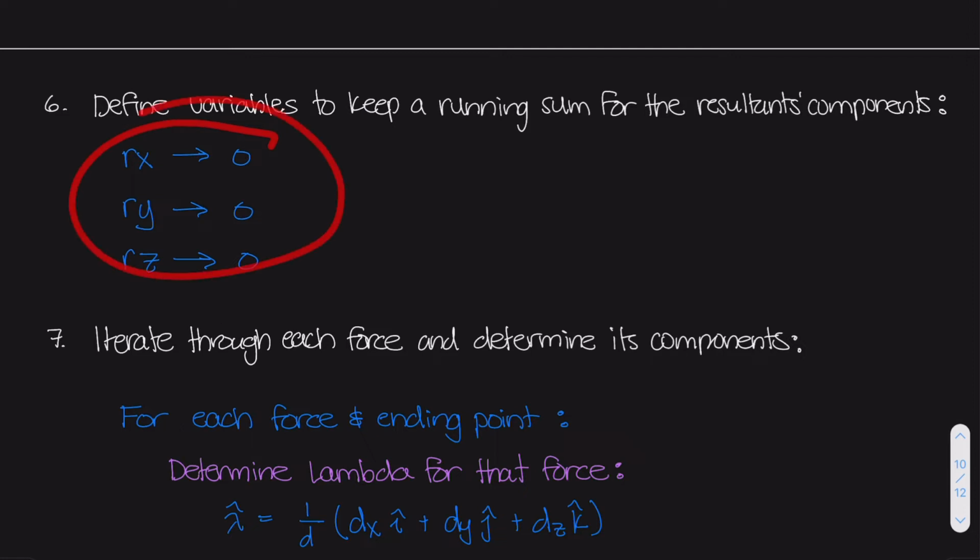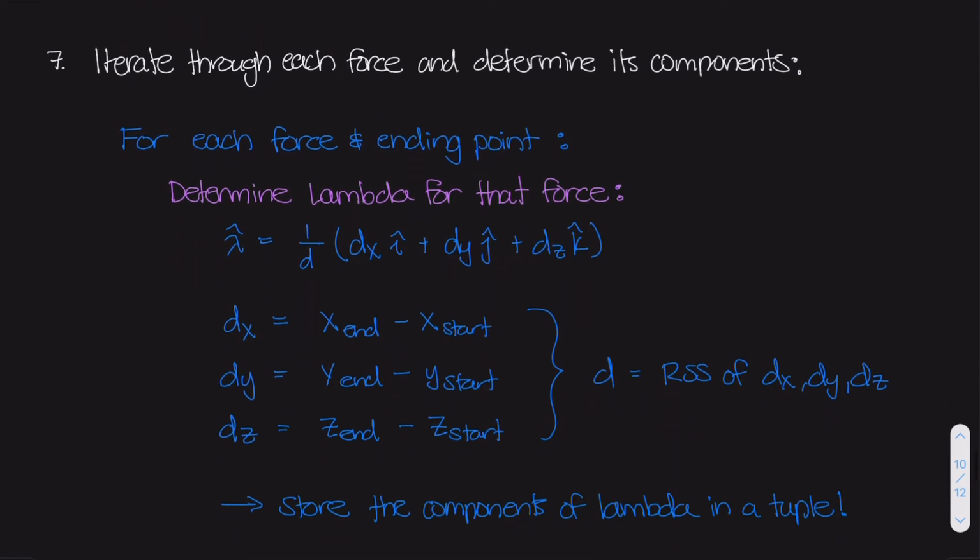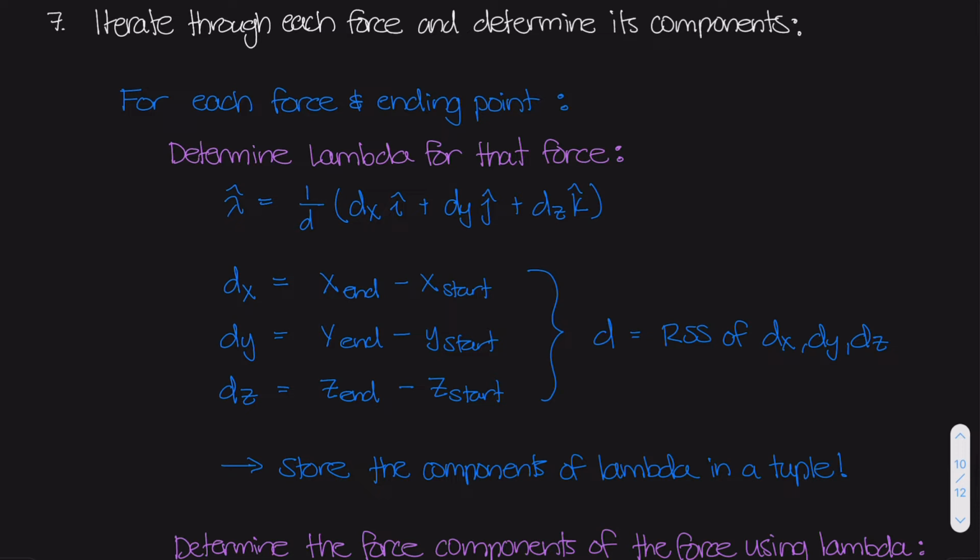So once we've had those 3 variables defined, this is where the fun stuff starts. This is going to be the heart of this algorithm. The idea for this problem is that we need to iterate through each one of the forces and determine its components, right? We need the x, y, and z components of every single force that's in our forces list. So we're going to start off by creating a for loop. Now, a for loop is just going to iterate through a particular list or a set number of values, and it's going to do a bunch of stuff for each force. The things that we're iterating over are the force and the corresponding ending point.